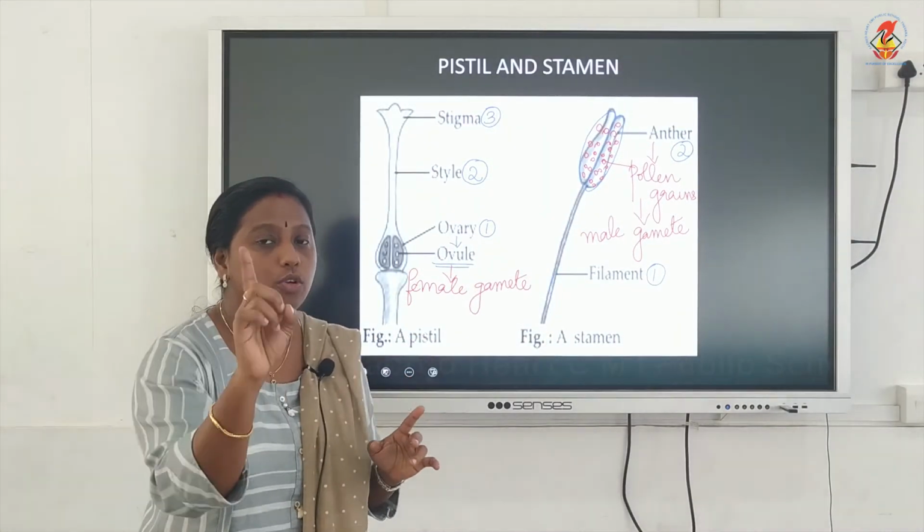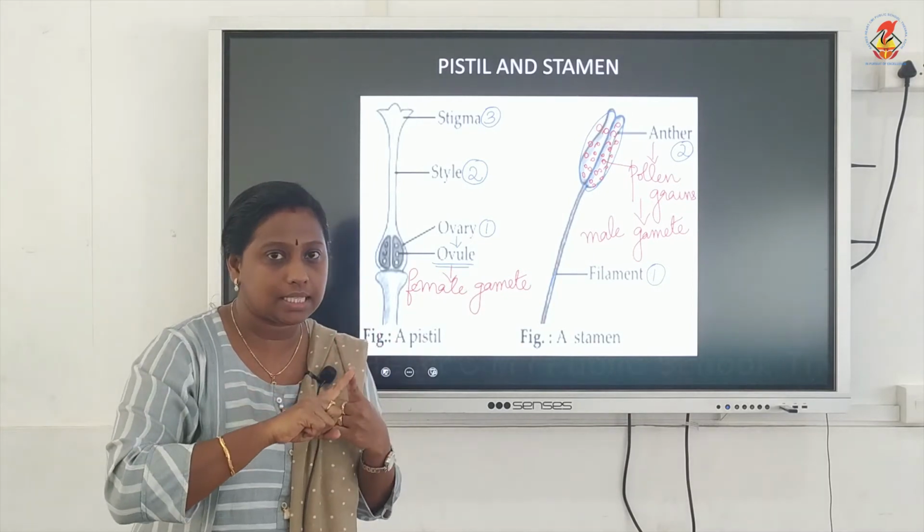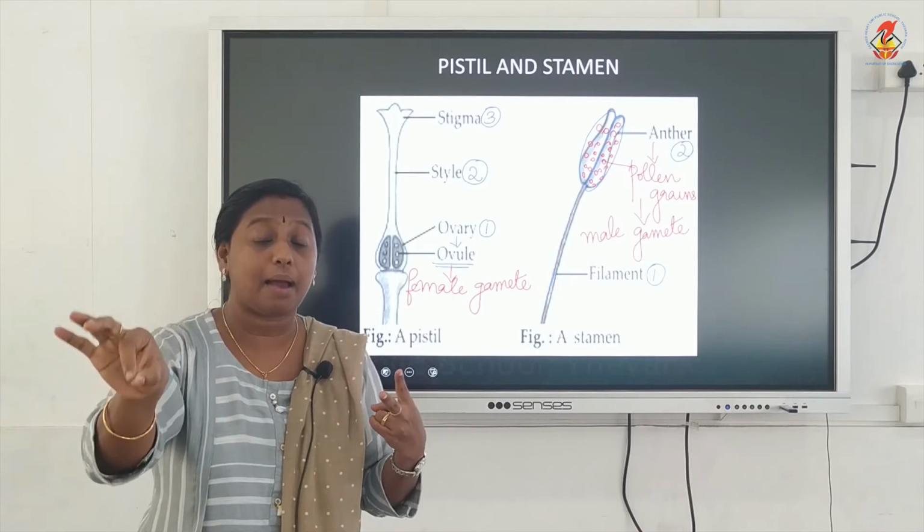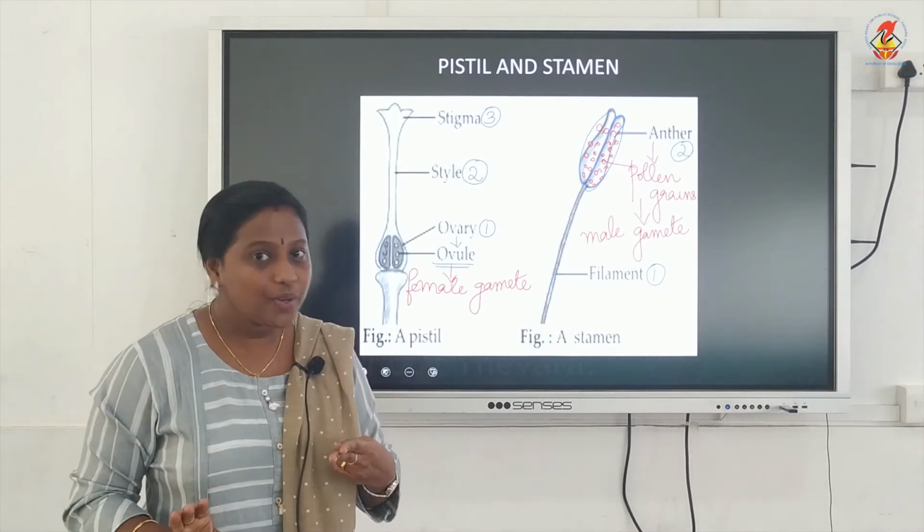So, the thing which you have to remember here is the parts of the pistil and stamen. Second one, the location of the male and female gamete in a flower. Okay? Yes.